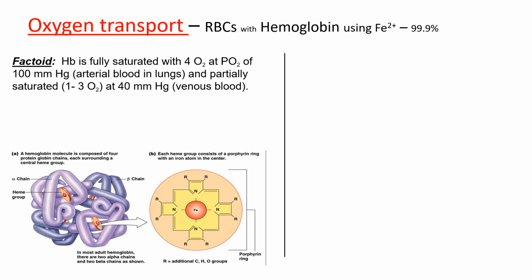So, we have four individual chains, two alphas and two betas. And embedded in those chains is this thing called a heme molecule. Heme is a combination of what's called a porphyrin ring. It's a ring of carbon and nitrogen that basically serves as a cage for iron.